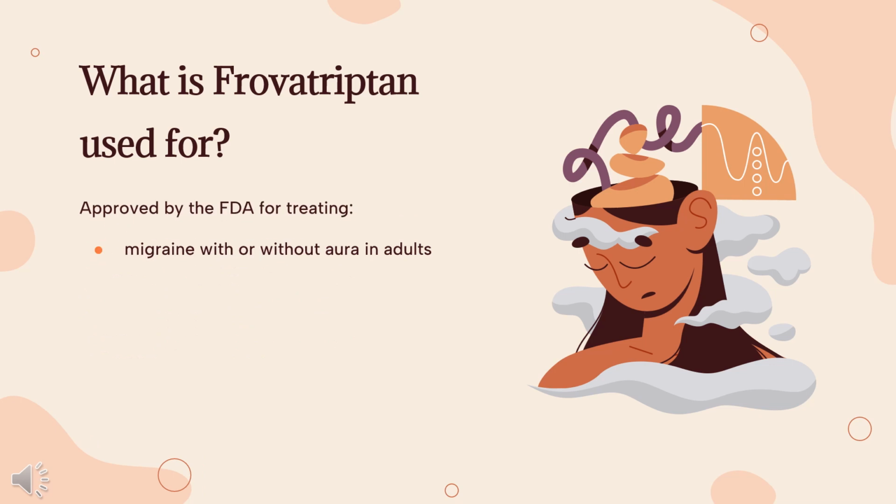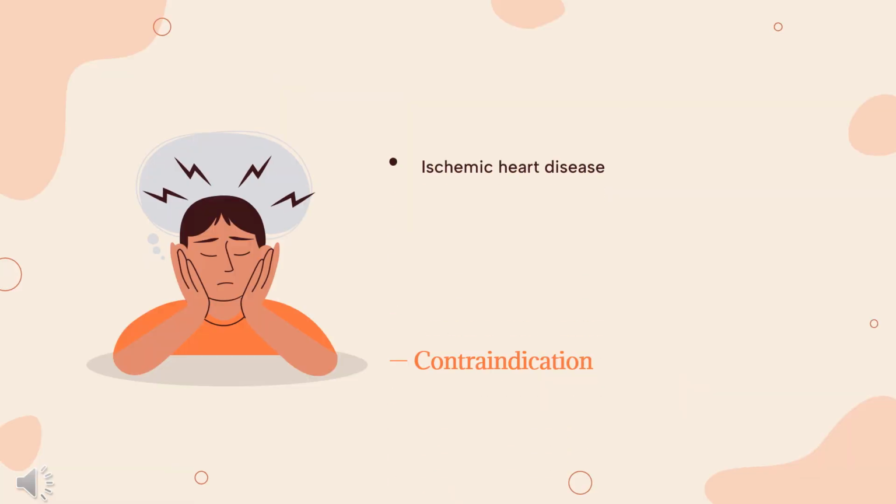What is Frovatriptan used for? For the acute treatment of migraine attacks, with or without aura in adults.